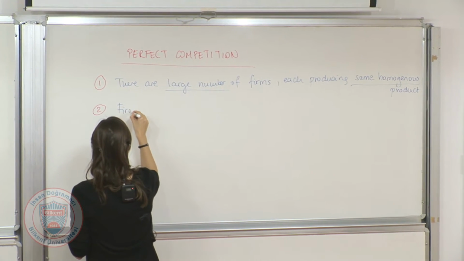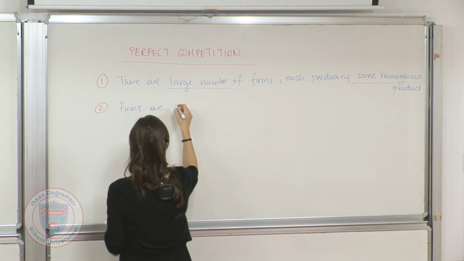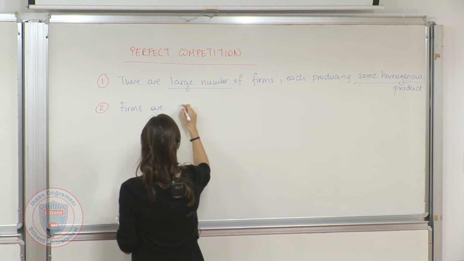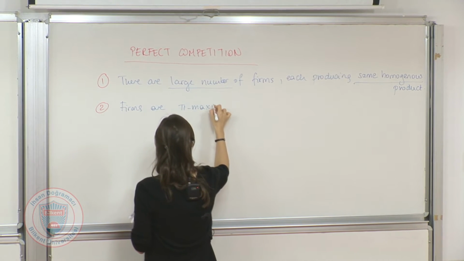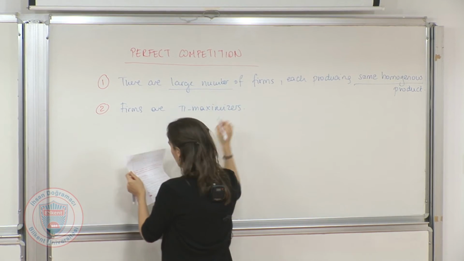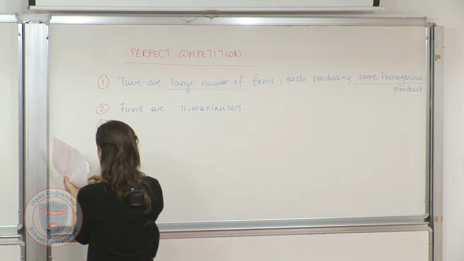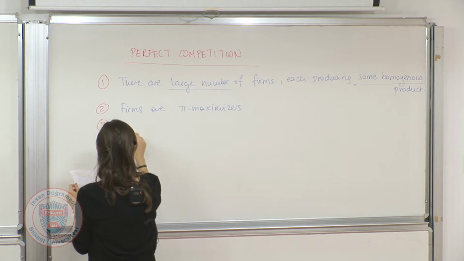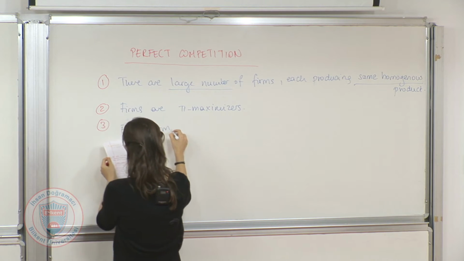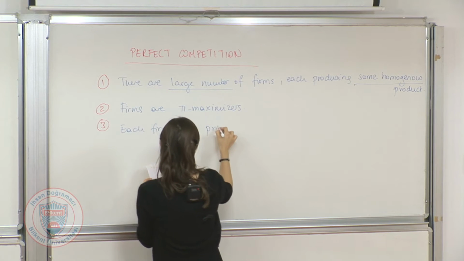So firms, remember this was an assumption as well. Firms are profit maximizers, okay? So, and then we said that each firm is a price taker. So let's say each firm is a price taker.